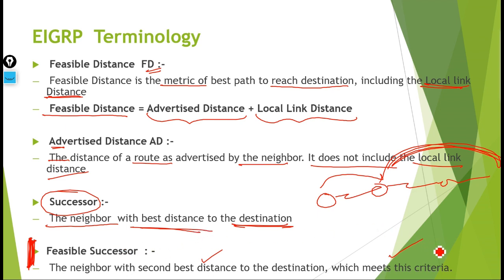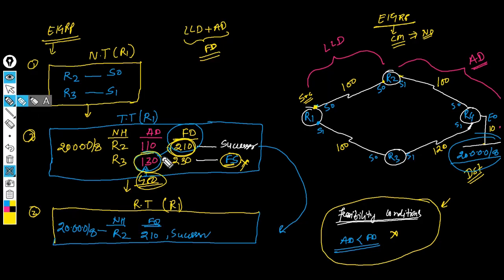Simple. If they are not meeting that particular condition, which condition? Talking about this condition. If they are matching, feasible successor is there. If they are not matching, no feasible successor.